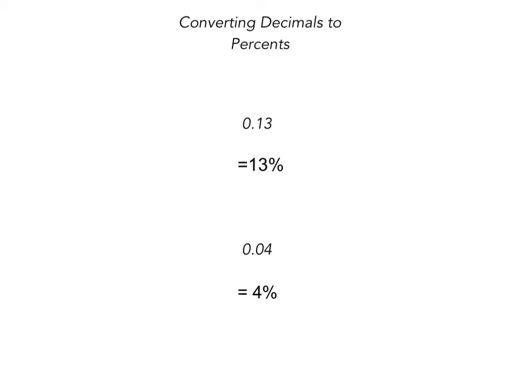Now for example 2, converting 0.04 to a percent. To create a percent, we will move the decimal point 2 spaces to the right. This means that our decimal will turn out into 4%.